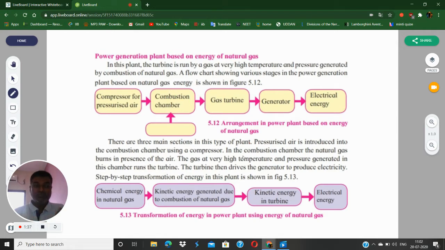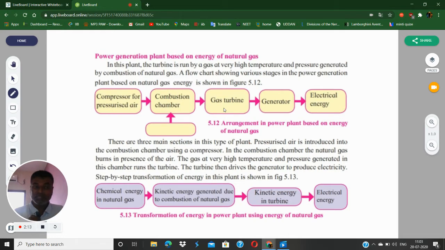So before this, we are going to look at a flow chart, because for every power generation plant we have learned one flow chart. Here also we have the flow chart. In that flow chart there are three major components. One is a compressor for pressurized air, another is the combustion chamber, and the next one is the gas turbine.